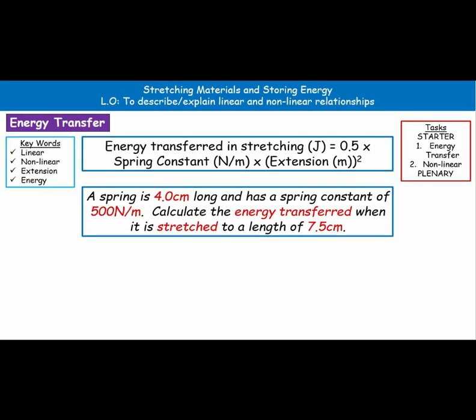Now, the first thing we do, as always with a calculation question, is as we're reading it, we're going to underline, highlight or circle the key information so we don't have to keep rereading the whole thing over and over again. So you can see here I've highlighted the key information in red. We've got a 4 centimeter long spring, it's got a spring constant of 500 newtons per meter, we're calculating energy transferred, and it's being stretched to 7.5 centimeters. So those are the key bits that we've highlighted in red first of all. So do the same in yours, either underline, highlight or circle those key bits of information just so it draws your eye to it.